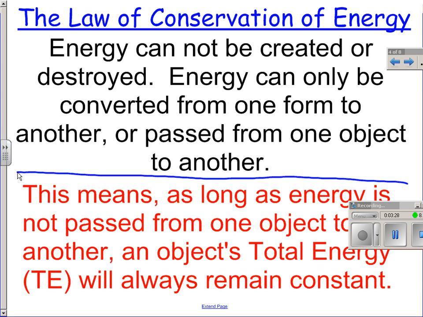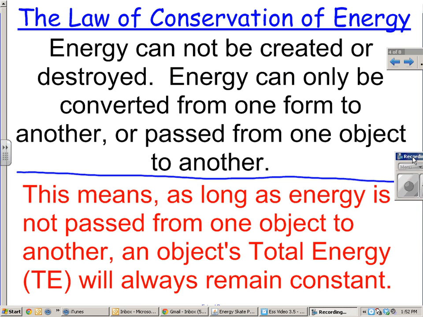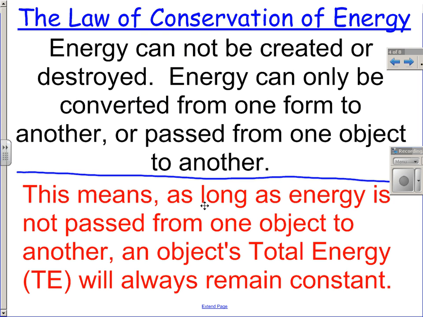All right? And so the result of that, what that means to us, and this is super important, is that as long as energy is not passed from one object to another, an object's total energy is always going to remain constant. Okay? So in other words, you might gain GPE and lose KE or vice versa, but the total amount is going to stay the same. All right, so let's do a quick kind of numeric example to help you think about this.